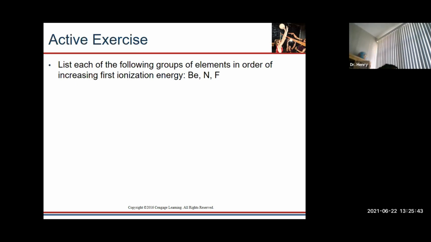Okay, let's see how good you guys are at this. So we have: list each of the following groups of elements in order of increasing first ionization energy. So increasing. What do you guys think the order is? Oh, in the order that it is on the screen, B, Be, N, and F. So it's like this.